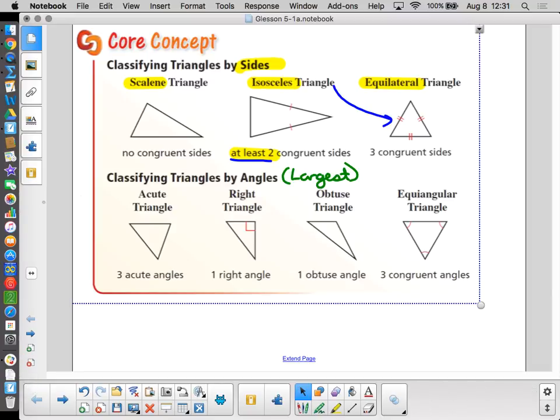Because there are always acute angles in every triangle. But the largest angle is what we look at to classify. We can have an acute triangle when all three angles are acute. We have a right triangle when the largest angle is a right angle. Notice the other two angles are still acute, but we do have a right angle. We have an obtuse triangle when the largest angle is obtuse. The other two are still acute, but we classify by the largest.